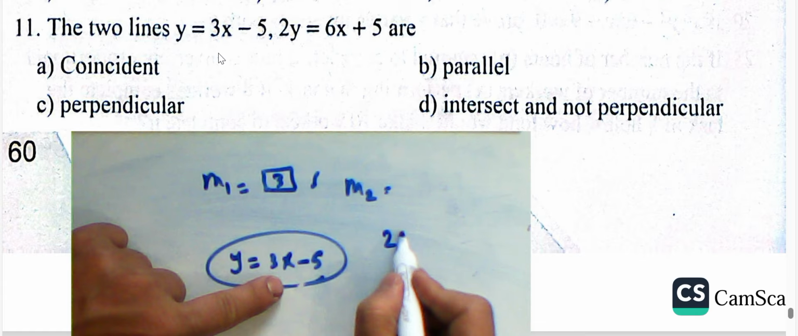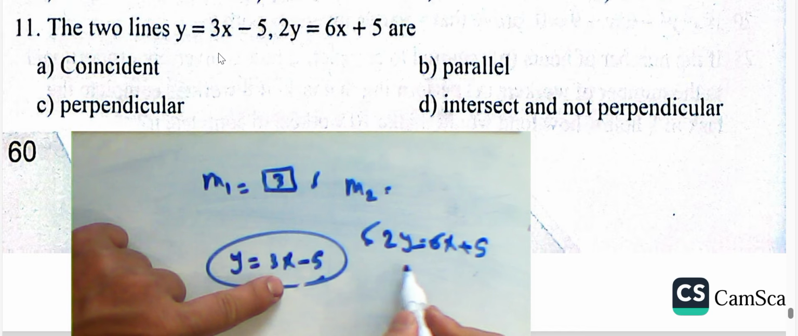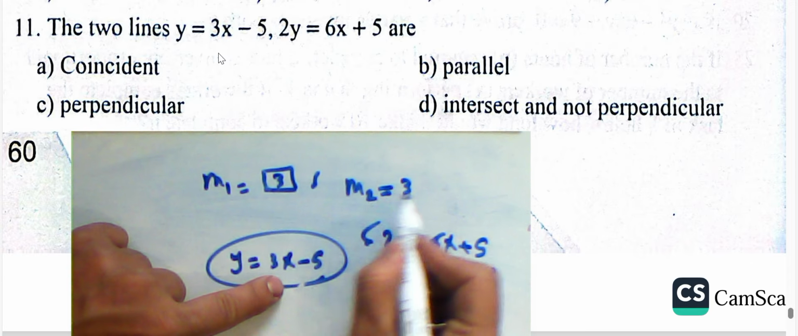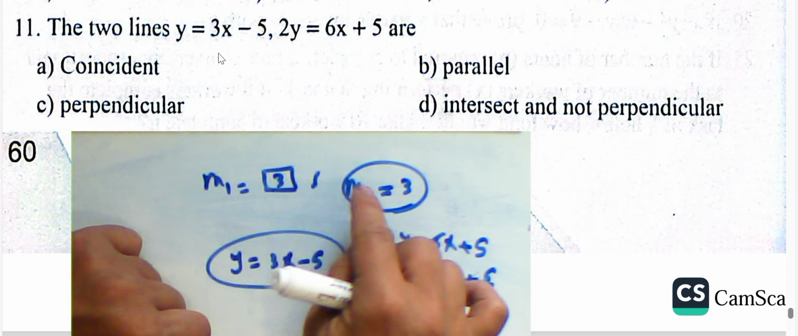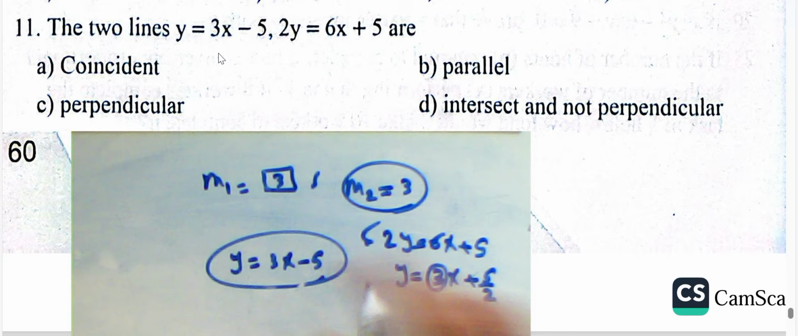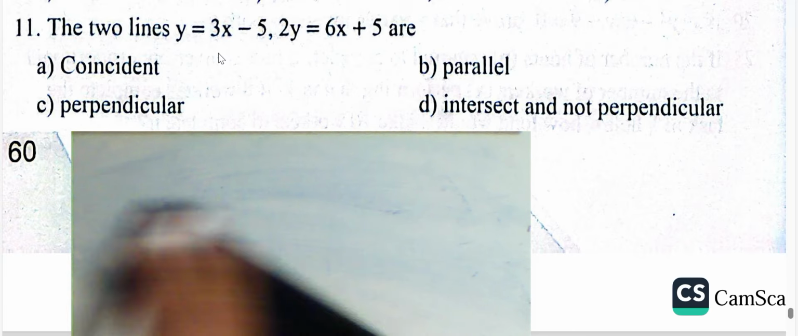And for slope 2, we have 2y equals 6x plus 5. Then y equals 6 divided by 2, that is 3x, plus 5 over 2. Then the coefficient here will be 3, so slope 2 equals 3. Then m1 equals m2, they are equivalent. Slope 1 equals slope 2, then they are parallel. Choose letter B, because slope 1 equals slope 2. They are parallel.